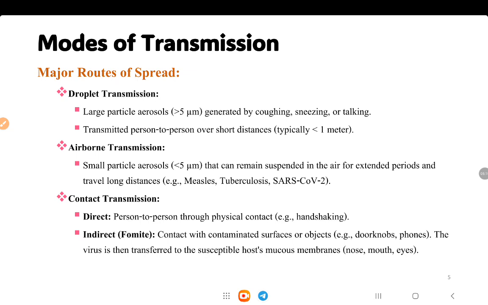Finally, one of the ways transmission happens is through direct contact transmission. Direct contact transmission occurs either directly through person-to-person physical contact like handshaking, or indirectly through contaminated surfaces like doorknobs and phones. After that, the virus reaches the mucous membranes of the nose, mouth, and eyes. These multiple ways of transmission make respiratory viruses particularly difficult to control.